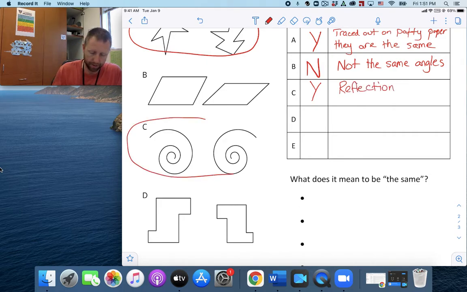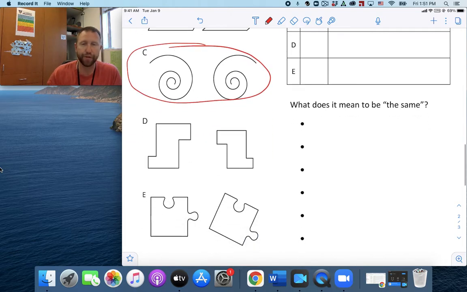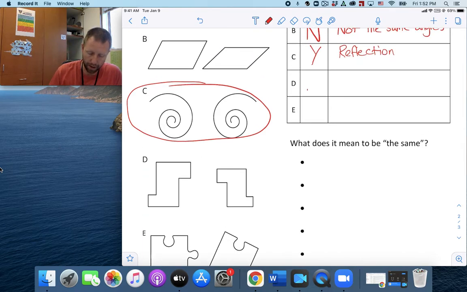All right, circle C. For D, it looks like they're trying to do a reflection here, but the shape on the left is much bigger than the shape on the right. So I'm going to say no for D, and my reason is the side lengths are different. You can tell that. It doesn't even pass the eye test, right? So no, side lengths are different.